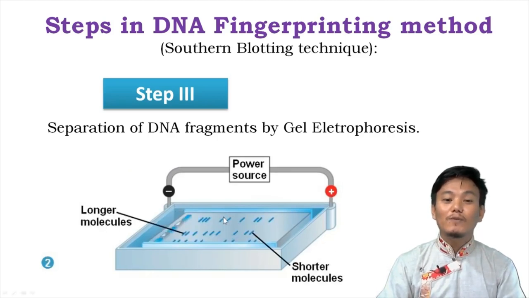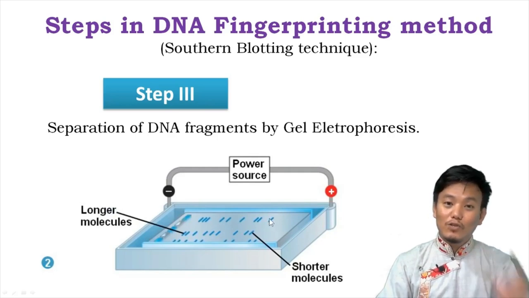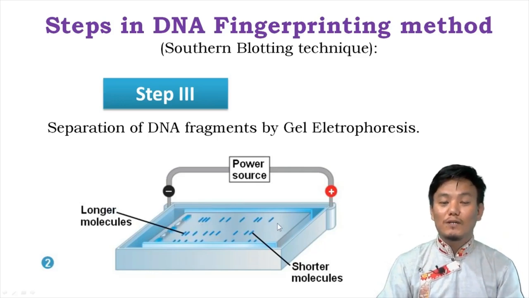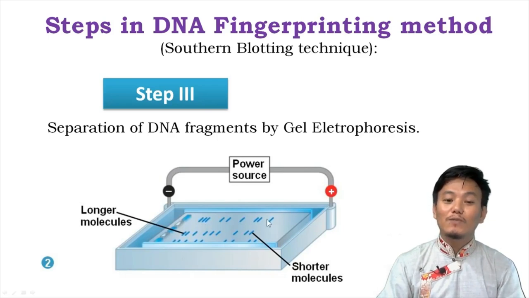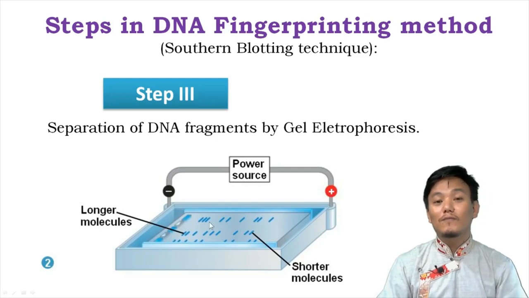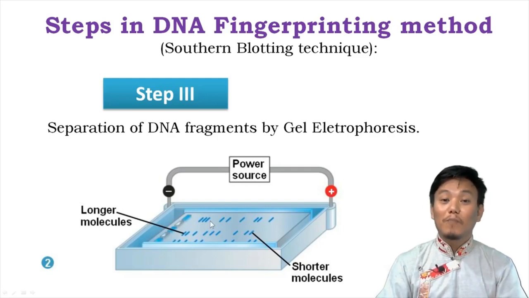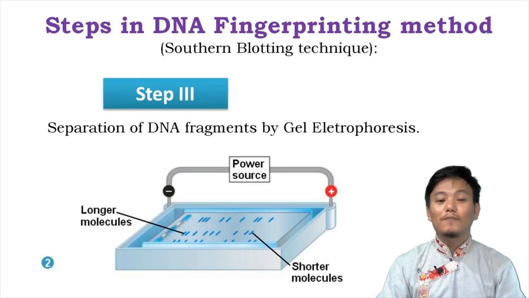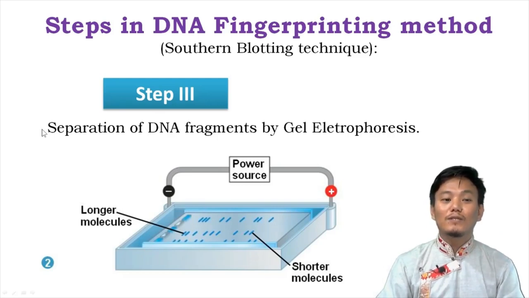Now what happens is, when the DNA starts to move, the smaller DNA fragments tend to move further than the larger DNA. So the largest DNA will remain behind, whereas the smallest DNA will move the furthest. So based upon the molecular size, or the fragment length, the DNA will be separated into bands. So this is the third step, that is, separation of DNA fragments by gel electrophoresis.